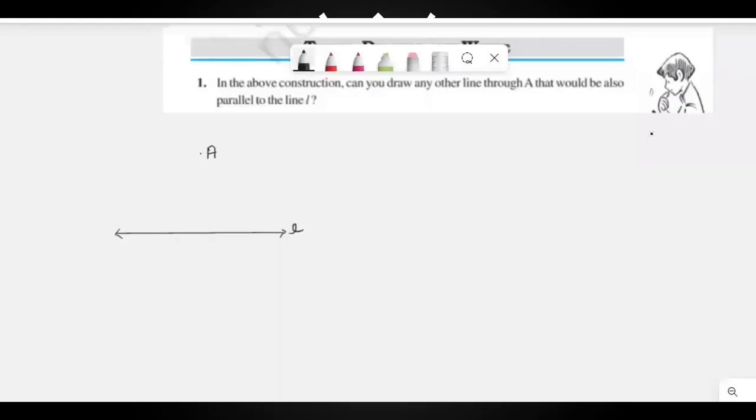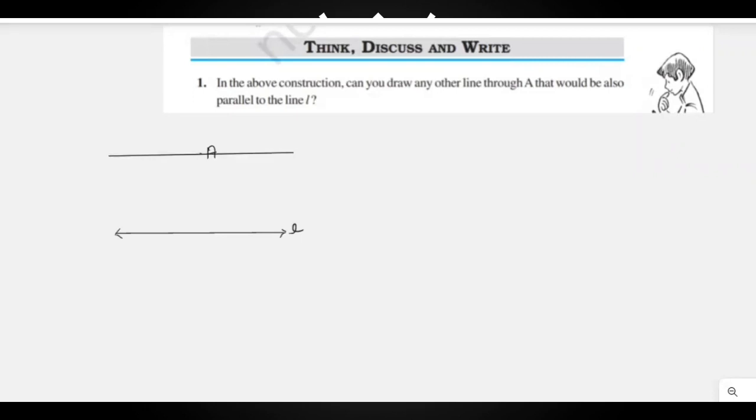Now move to exercise 10.1. In the above construction, can you draw any other line through A that would also be parallel to the line L? You can see that a line is passing through A and it is parallel to L. Now, can you draw any other line through A? No. So, in this construction, no other line is possible that is parallel to L, because through a point, only one line is possible that is parallel to the given line.